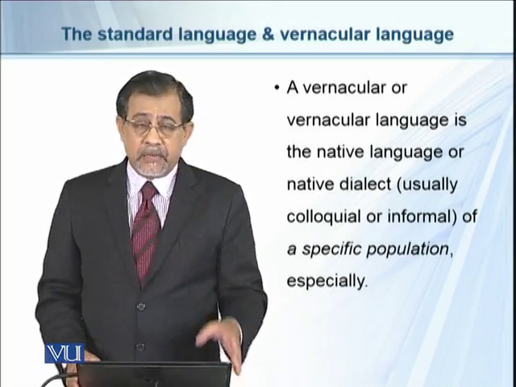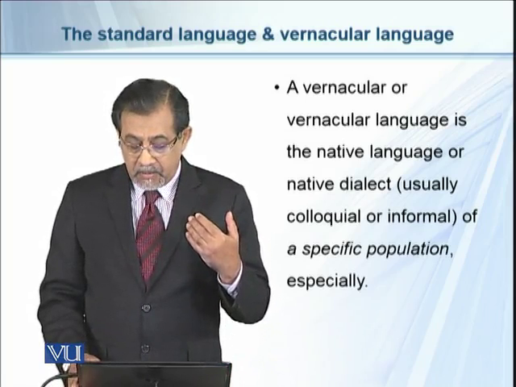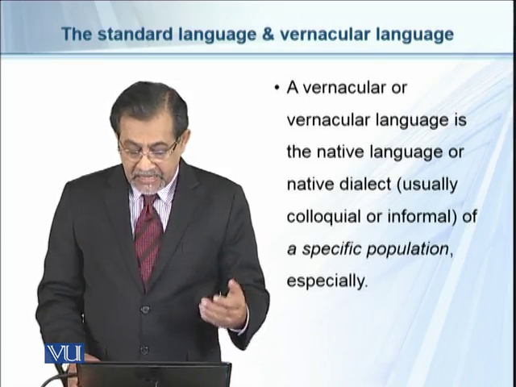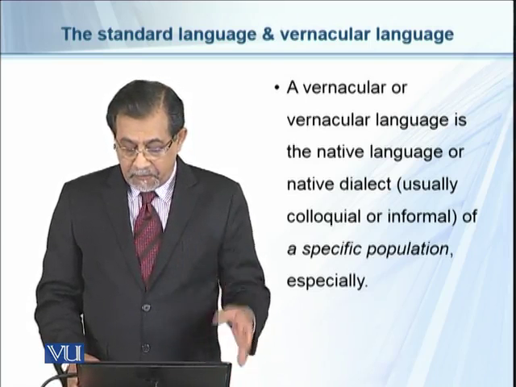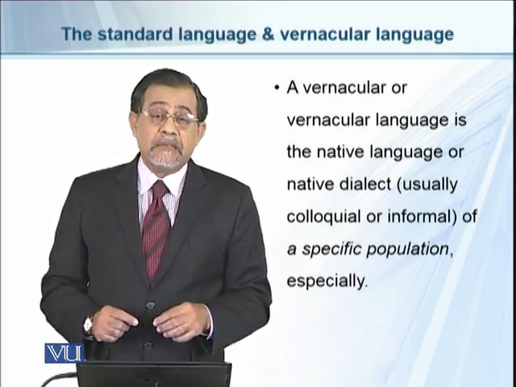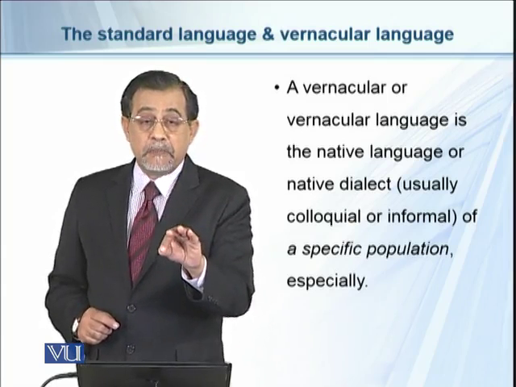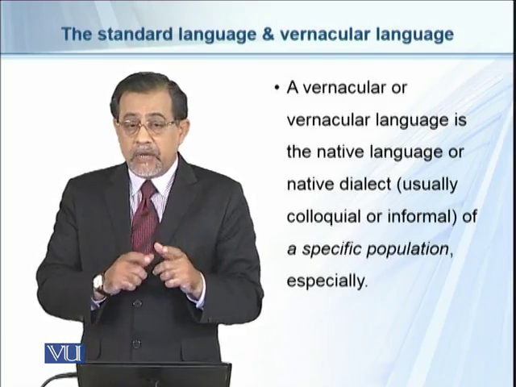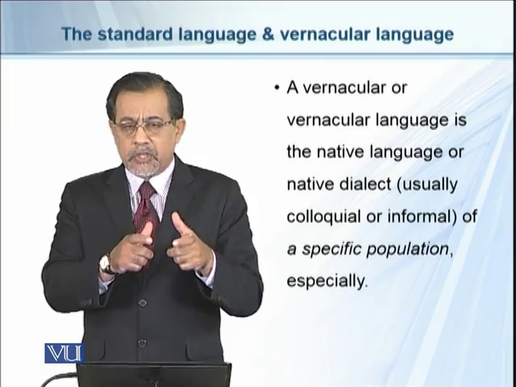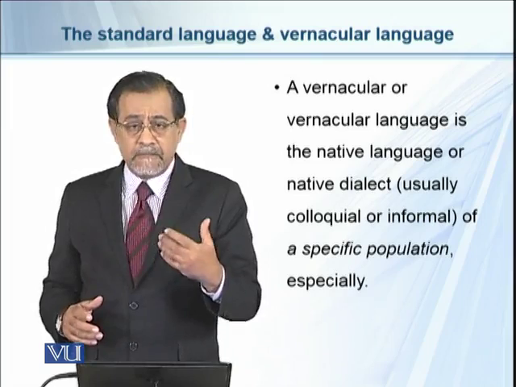Contrary to the standard variety, we have a vernacular variety. A vernacular of a variety or a language is the native language or native dialect, usually colloquial or informal, of a specific population especially. So this is the variety of the particular speech community living in a particular region. So when we are talking about the speech of a certain group of people living in a certain region, for example, in London, we can say that it's a vernacular.